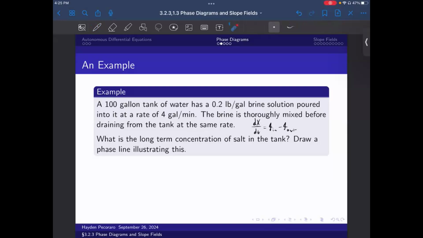Okay, let's come back here and try and solve this. So does anybody have an answer for me for the limiting value? What is the long-term concentration of salt?